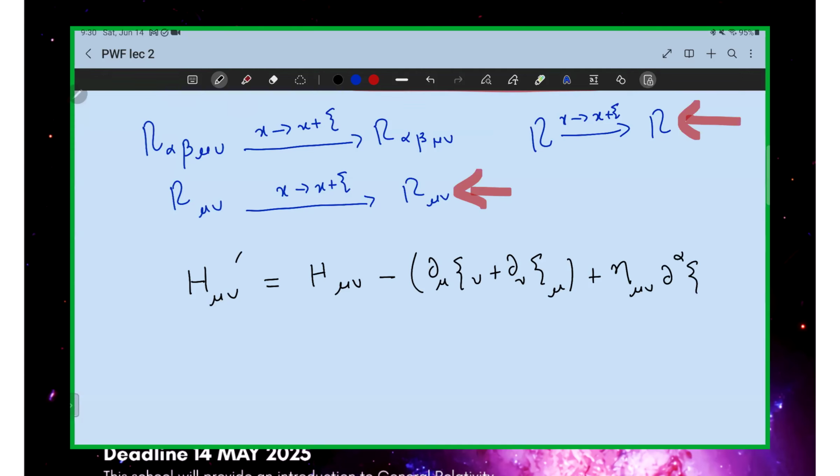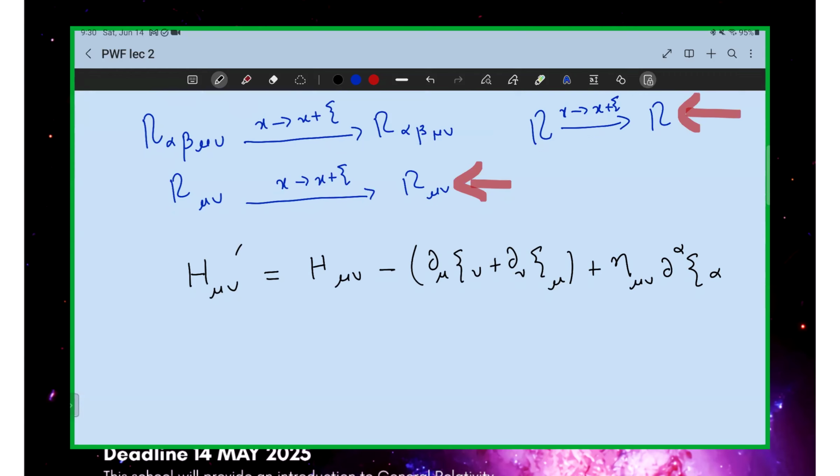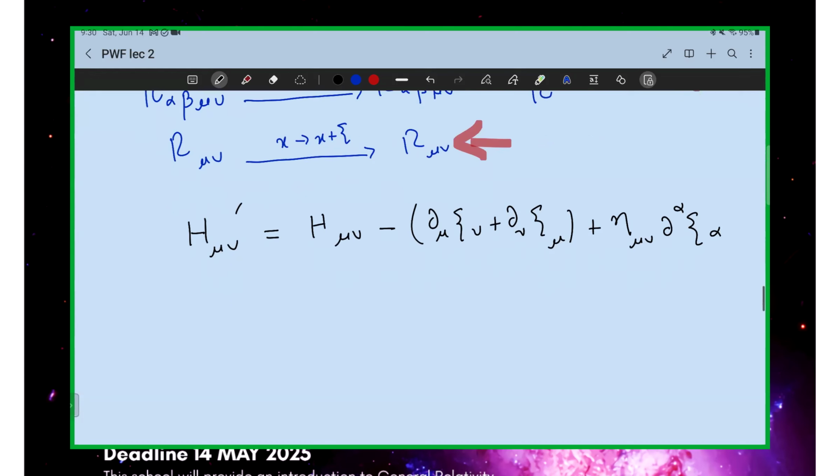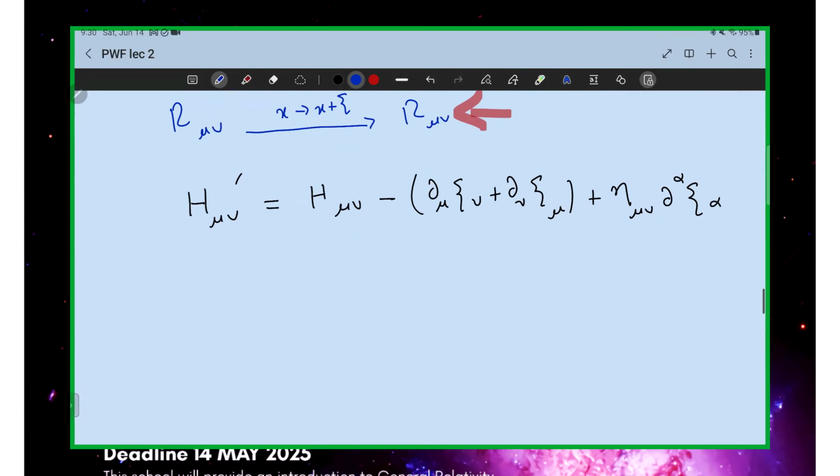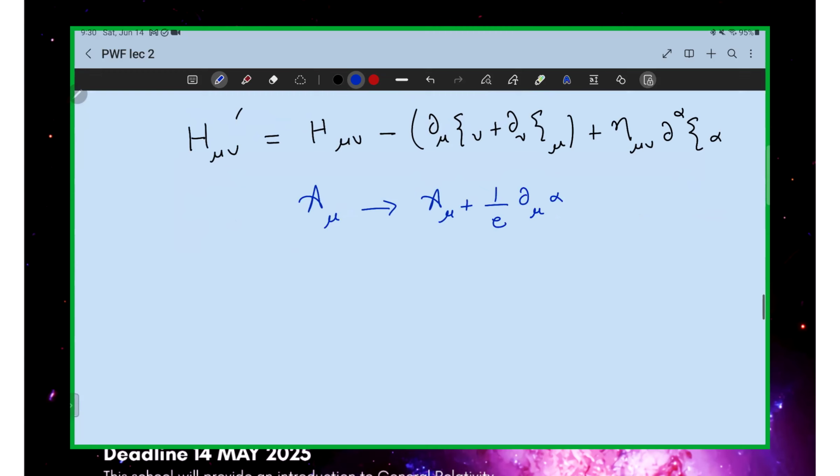Okay. Now, since H changes like this, we can choose a gauge condition. If I remind you, in electrodynamics, since the field changes like this, I think it's something like 1 over E, where E is the electrical charge. The gauge condition that you choose to fix A to a particular gauge is sometimes referred to as the Lorentz gauge.